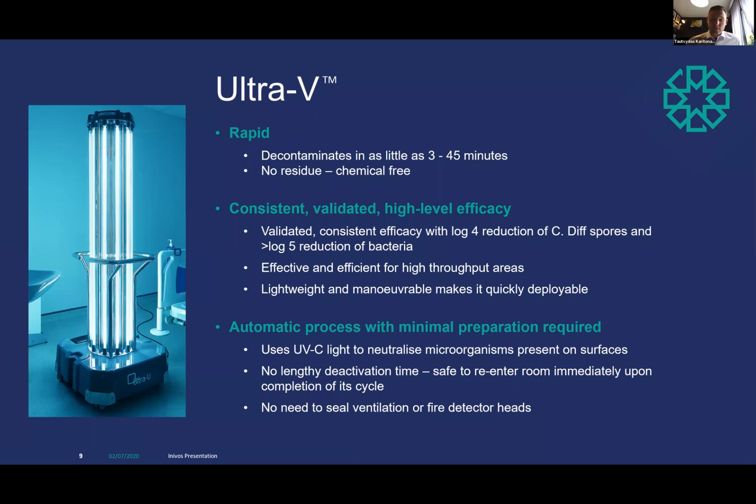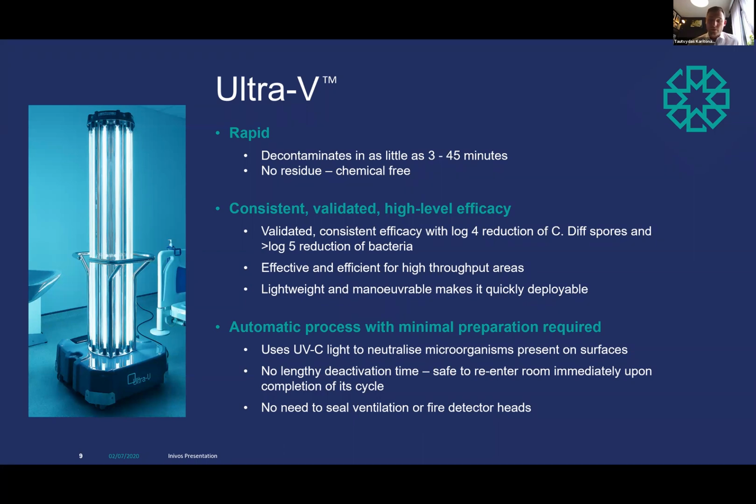So our UltraV system uses high-intensity UVC light with rapid decontamination process times, and leaves no residue as it's chemical-free. Our system has been tested to achieve log-core reduction in C. diff spores, which, as we've seen in the previous slide, is the most resistant organism to disinfect.